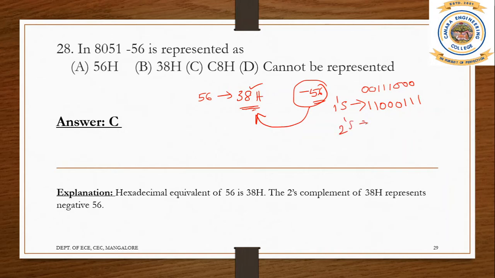Then how to find the 2's complement? Add 1 to this result, right? That will give you the 2's complement. So 1 plus 1 is 0 with carry 1. Then 1 plus 1 is 0, carry 1. Then again 1 and 1 is 0 with carry 1. Then again 1 plus 1 is 0 with carry 1. Then 1 plus 0 is 1. So we get 1100 1000. What is 1100? C. What is 1000? 8. So you get it as C8. The answer is C8.